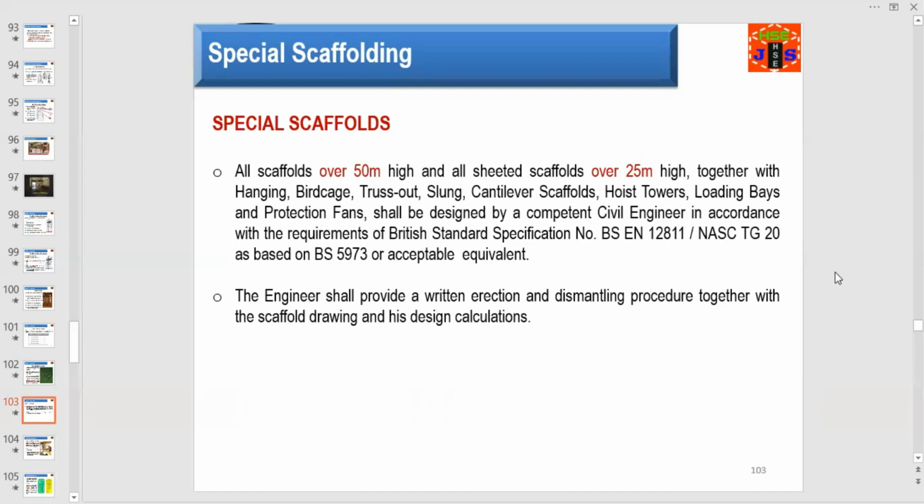The engineer shall provide a written erection and dismantling procedure together with the scaffolding drawing and his design calculations. These are the limitations, these are the requirements that must be complied with.